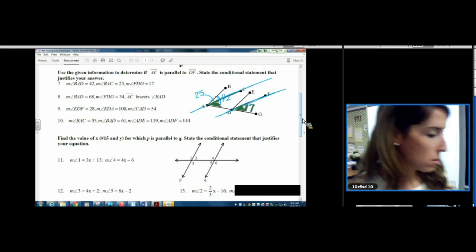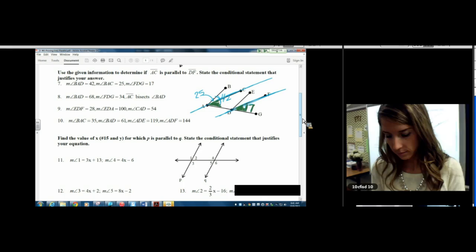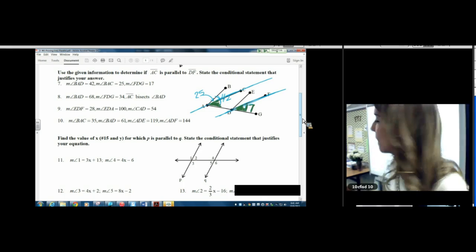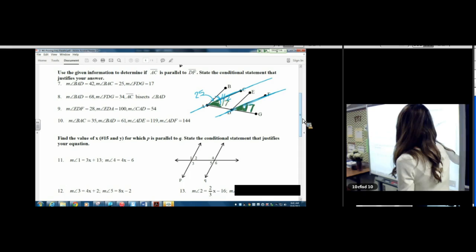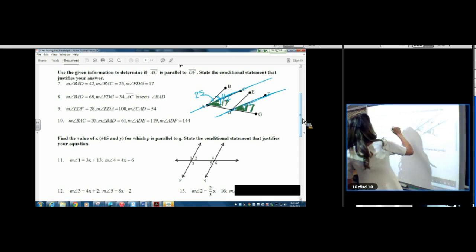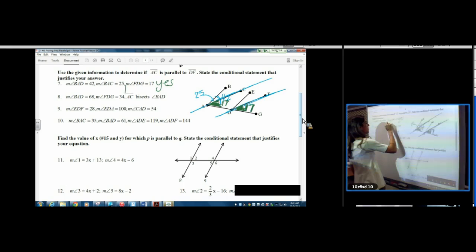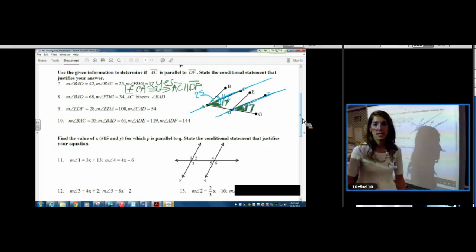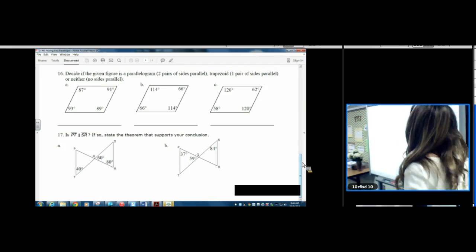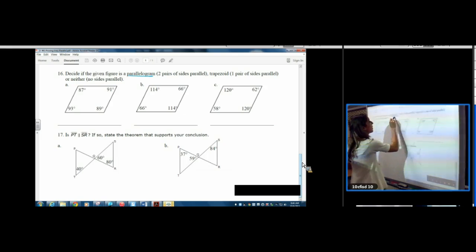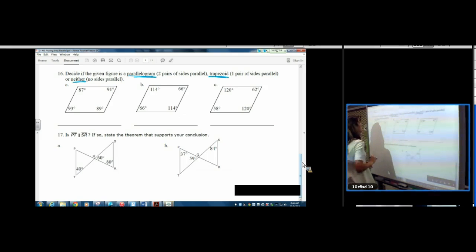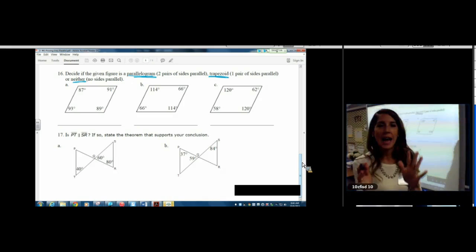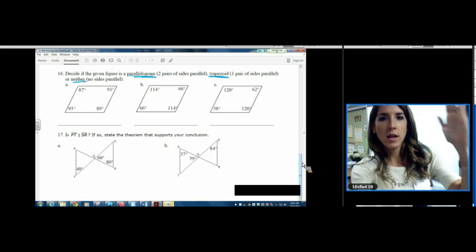So we do 42 minus 25. 17. Ding, ding, ding. So since this one is 17 as well, we would say yes. And then we would do if corresponding angles are congruent, then AC is parallel to DF. That's the theorem we're using. Number 16, decide if it's a parallelogram, a trapezoid, or neither. So you need to look at two sides at a time. You can look at the top and the bottom, or you can look at the left and the right.